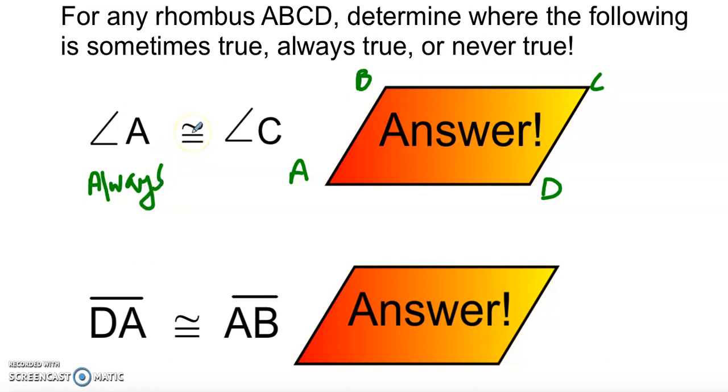I gotta find an easier way to type that, I'm sorry. And then taking a look here, segment DA and segment AB. So segment DA would be this one, and segment AB would be this one. And on a rhombus, all the sides are the same. So in this case, this is also always true. So both of these are always true.